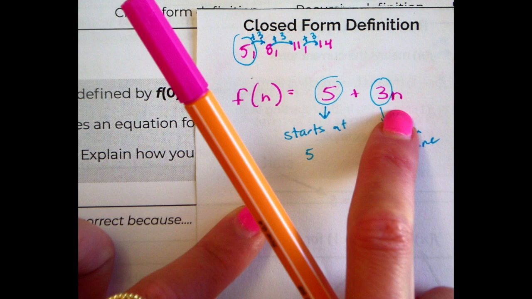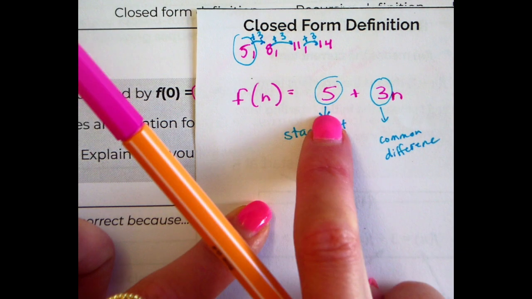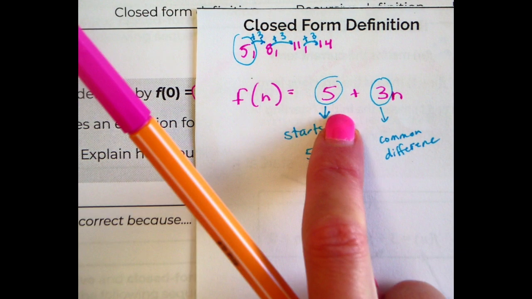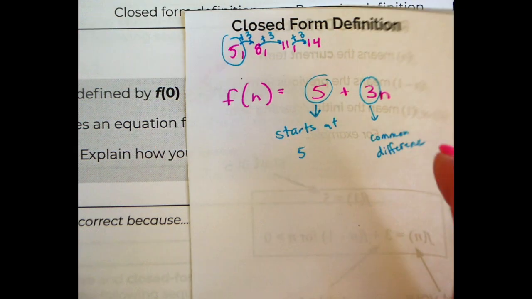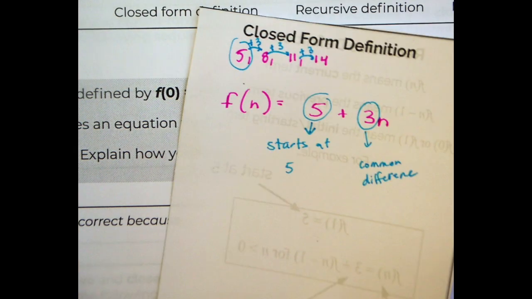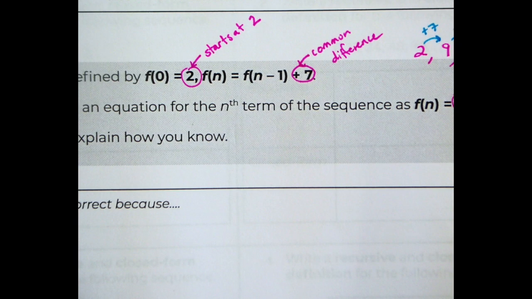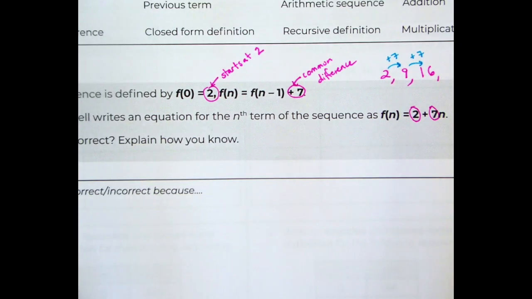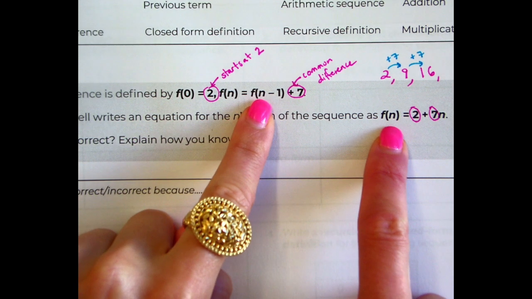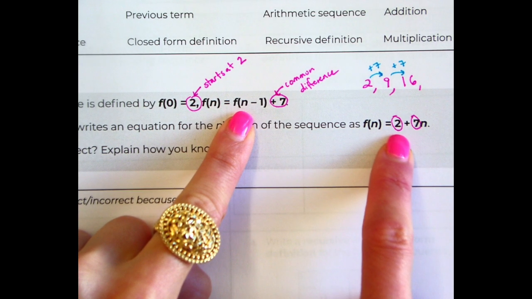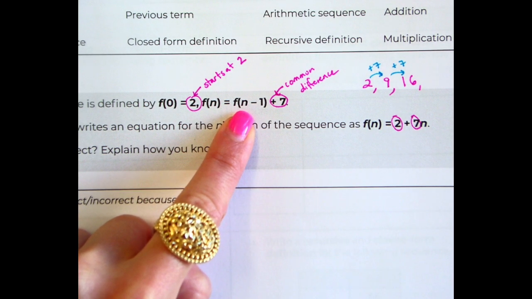And now I'm starting to see that my recursive definition does indeed match my closed form definition, because both definitions start at 2 and common difference is 7. So this equation means the same thing, it's just written in 2 different ways.